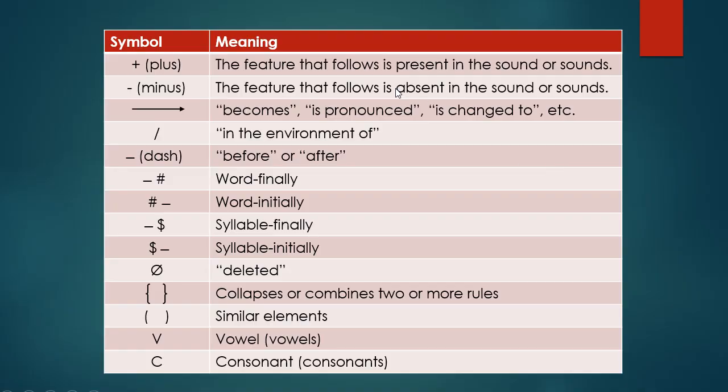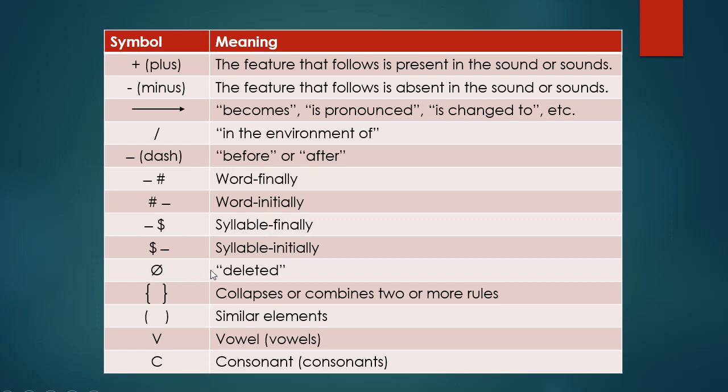What I'm explaining now in this chart are the different symbols that we're going to use to represent the different phonological rules. So this slash means in the environment of. This dash means before or after. When you have a dash plus a double cross, it means word finally, and when you have the double cross and a dash to the right, that means word initially. But when you have a dash plus the dollar sign, that means syllable finally. And when you have that same symbol with a dash after it, that means syllable initially. This terminology is used in the different rules that we are studying.